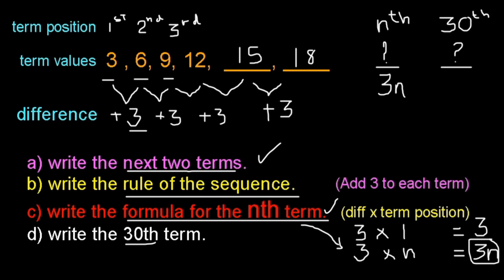But if I want to find the 30th term, then I use the same formula, 3n. In place of the term position n, I substitute 30. So I will write 3 multiplied by 30, which is equal to 90. Wow, I got my 30th term in this sequence. The 30th term is 90.